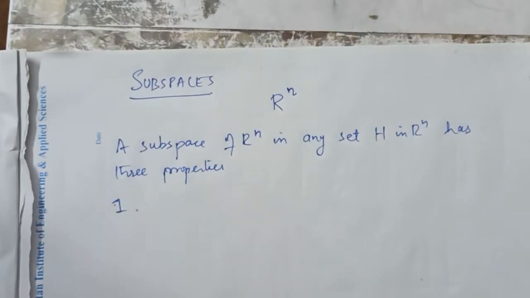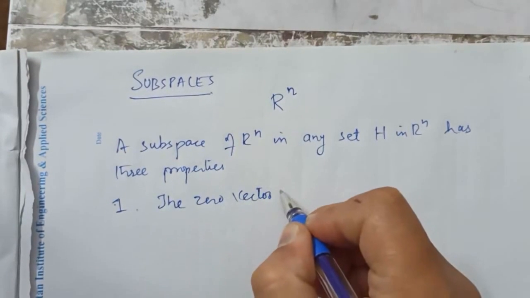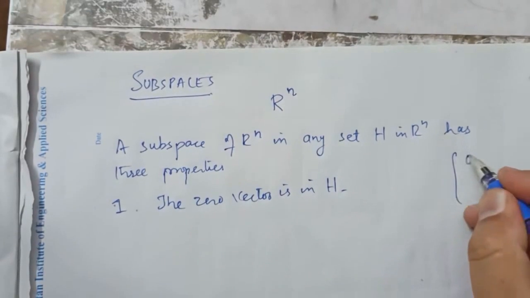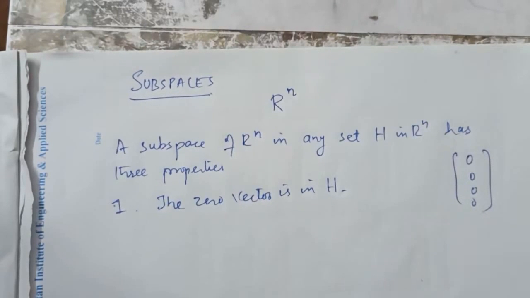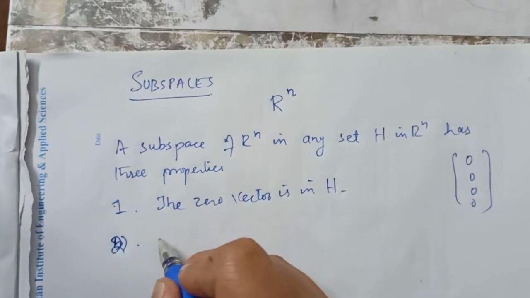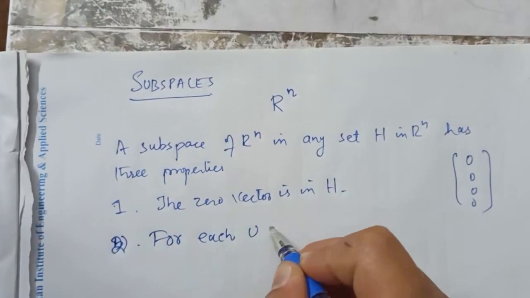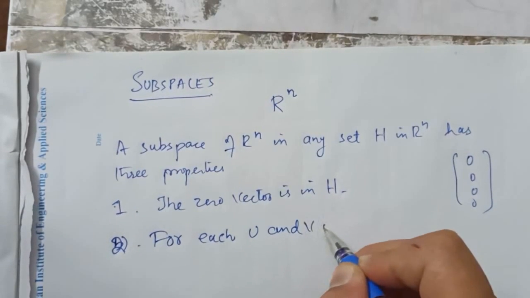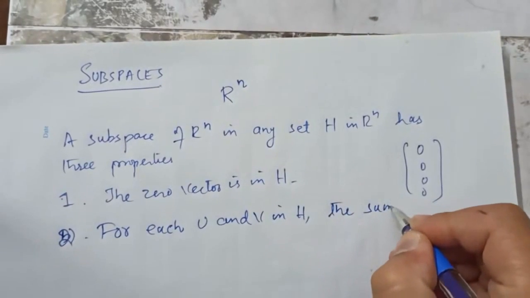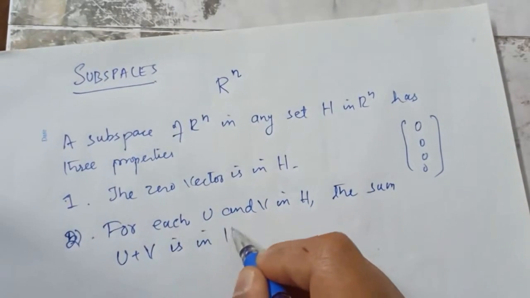The first one is the zero vector is in H. So all zero vector is in H, so it means this should be in H depending on n. Now the second one is that for each u and v, which are different vectors of course, in H, the sum u plus v is in H.